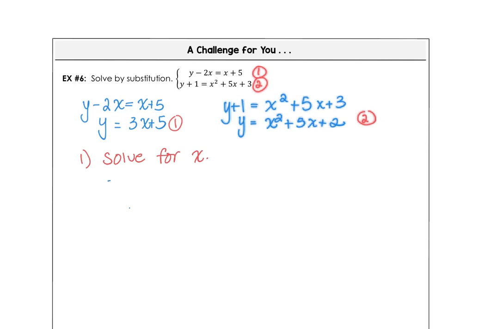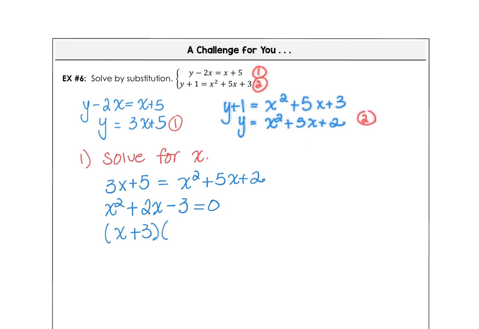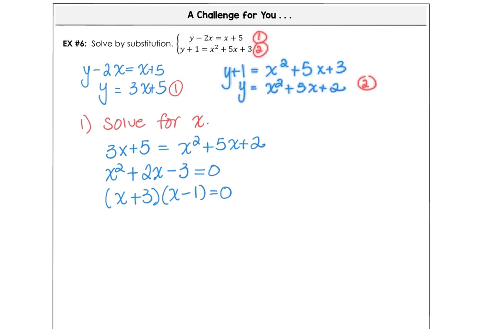And since they're both equal to y, we can set equation 1 equal to equation 2 by the transitive property or by substitution. And then getting x squared plus 5x, and we'll subtract 3x, so that'll give us 2x. And then 2 minus 5, that's going to give us negative 3. This polynomial will factor as x plus 3 as one binomial and x minus 1 for our other binomial. We have the solutions for x.